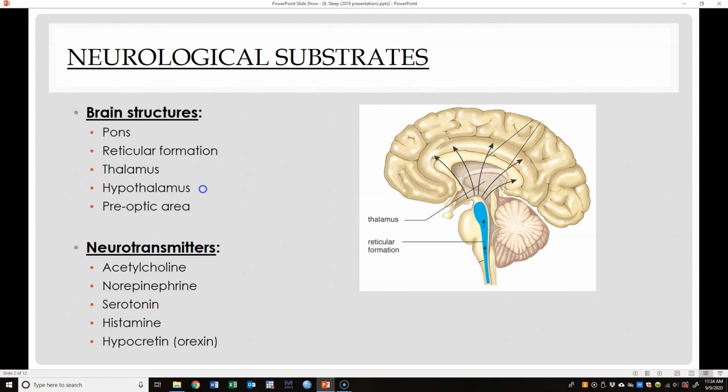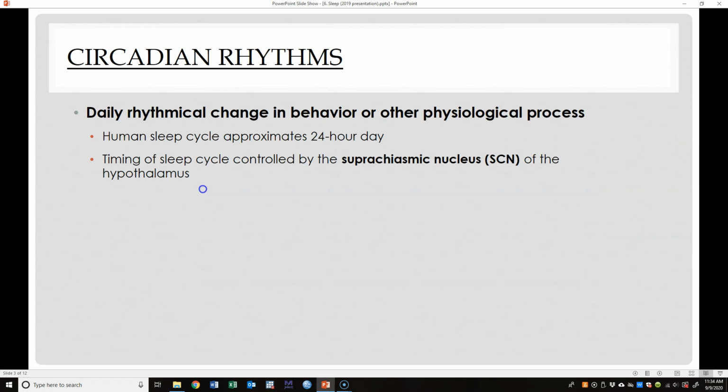Okay, so this is our neurological substrates, our physiology in terms of brain structures that we have found to be at least involved in some way with managing your sleep. The other thing we want to think about in understanding how our sleep-wake cycles work is this idea of circadian rhythms. Plants and animals are regulated by a variety of different types of circadian rhythms. A circadian rhythm is just a daily rhythmical change in behavior or some other aspect of physiology that goes over and over again on a daily cycle.